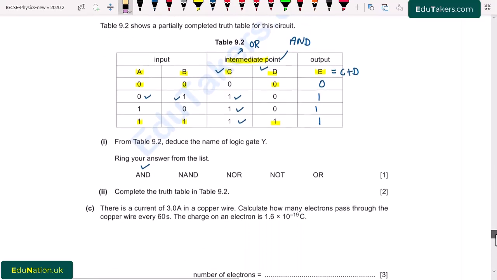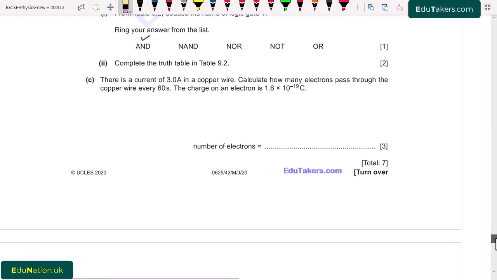Next part. Part C. There is a current of 3.0 ampere in a copper wire. Calculate how many electrons pass through the copper wire in every 60 seconds. The charge on an electron is 1.6 times 10 to the power minus 19 coulomb. Here the current is given and we have to calculate the total number of electrons passing through the copper wire in 60 seconds.